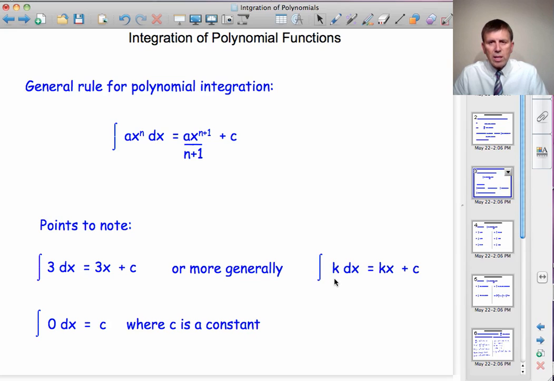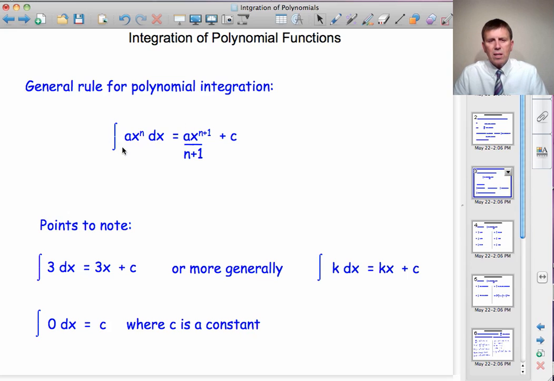Or more generally, if we integrate k, where k is any number, then we get kx, again plus the constant of integration. And in particular, if we integrate 0, then we get a constant. Think of the line y equals 5, a horizontal line, gradient is 0. Think of the line y equals minus 2, a horizontal line, if you differentiate, dy by dx is 0. So it stands to reason again that if we integrate 0, we must get a constant.